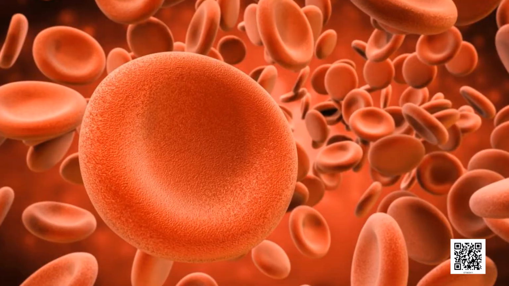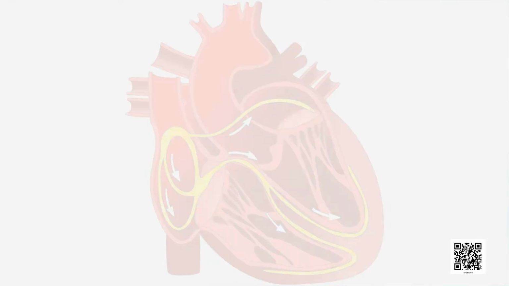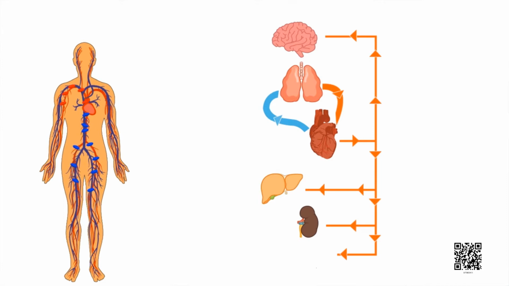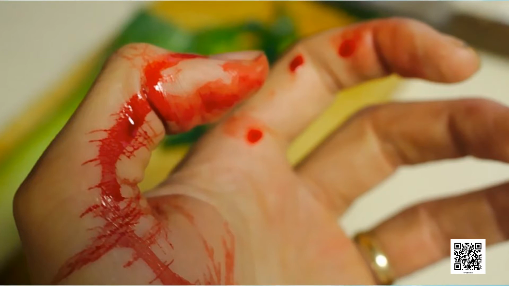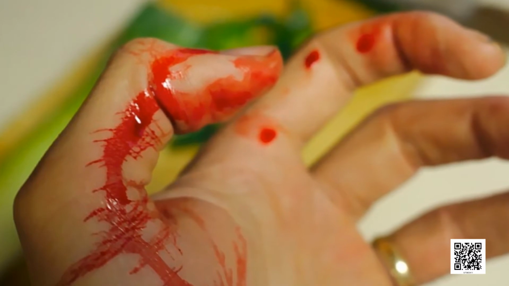The circulatory system consists of the blood vessels, blood and heart. It transports different materials to different parts of the body. What happens when you get injured somewhere? Yes, blood starts flowing from the cut. Dear students, do you know what blood is?